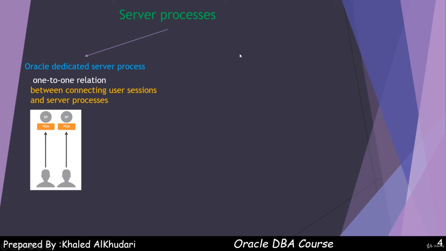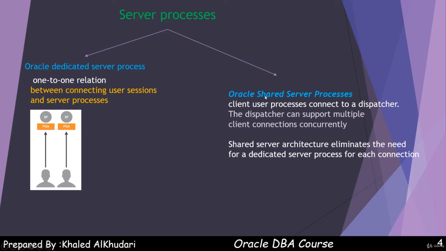That's why we have another type of server process, which is the Oracle shared server process. And here, client user processes connect to a dispatcher. The dispatcher can support multiple client connections concurrently. So, the shared server architecture eliminates the need for dedicated server processes for each connection. So this is the difference between dedicated and shared.